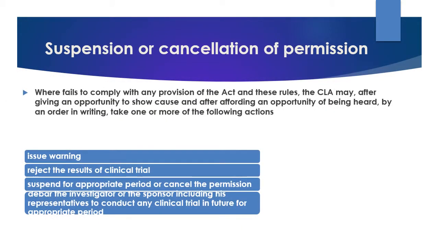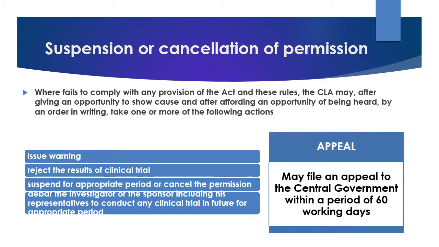Where a person fails to comply with any provision of the Act and these rules, the CLA may, after giving an opportunity to show cause and after affording an opportunity of being heard, by an order in writing, take one or more of the following actions: issue warning, reject the results of clinical trial, suspend for an appropriate period or cancel the permission, debar the investigator, or the sponsor including his representatives, from conducting any clinical trial in future for an appropriate period. In such a case, they may file an appeal to the central government within a period of 60 working days.